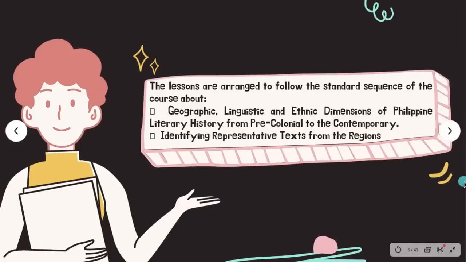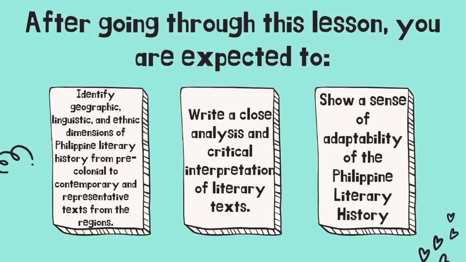Here, the lessons are arranged to follow the standard sequence of the course about geographic, linguistic, and ethnic dimensions of Philippine literary history from pre-colonial to the contemporary, and also identifying representative texts from the different regions of our country. So here are the first two lessons that we will be going to take up in week 1 and week 2 in this subject. And after going through this lesson, you are expected to be able to do the following objectives.